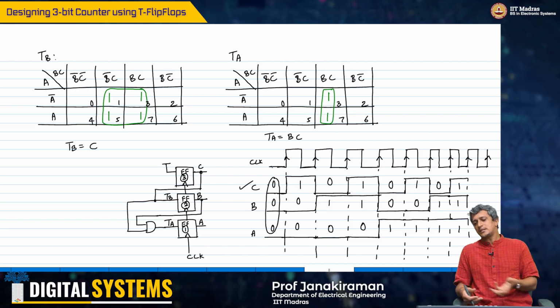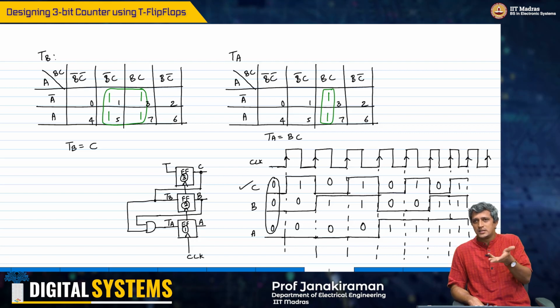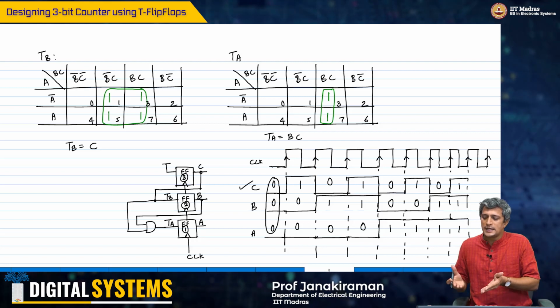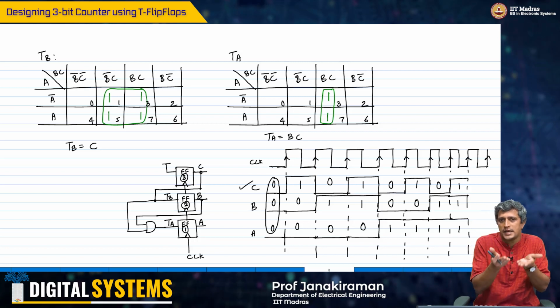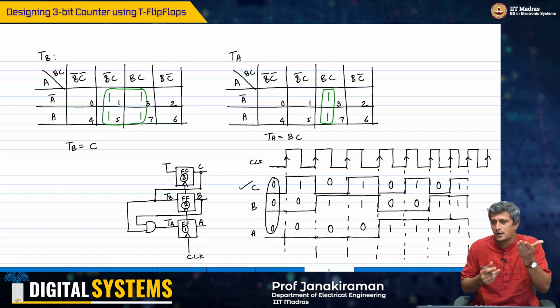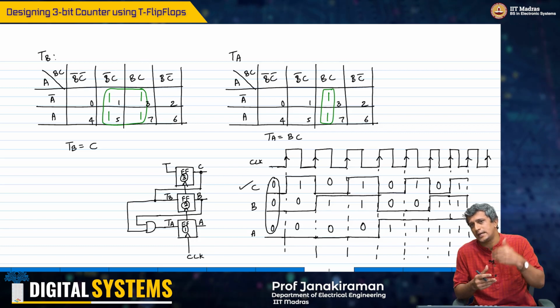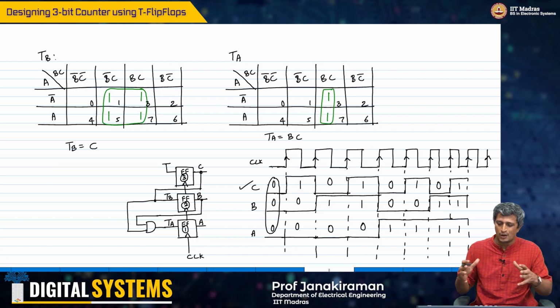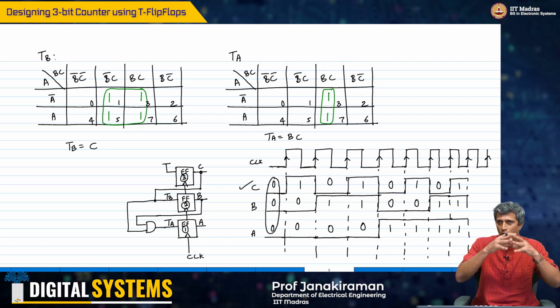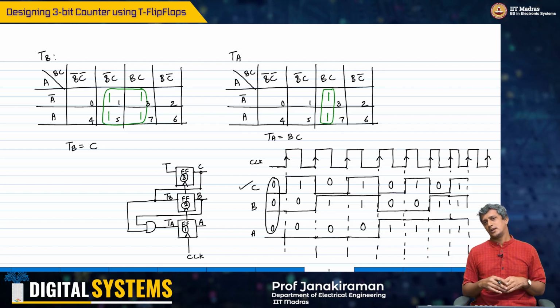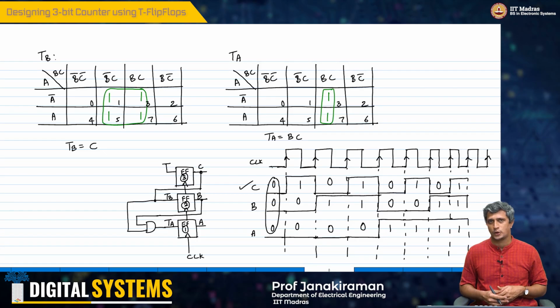So in some sense the solution we have got is very intuitive, and you could have looked at this diagram and actually made the entries for that flip-flop TA, TB and TC as well. So with that I will wind up the discussion on the design of sequential circuits using various kinds of flip-flops. Thank you.